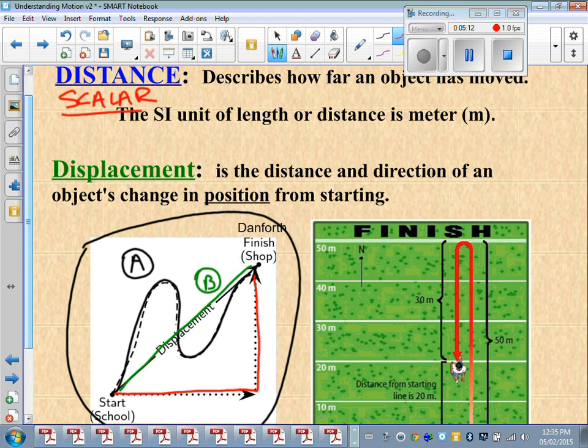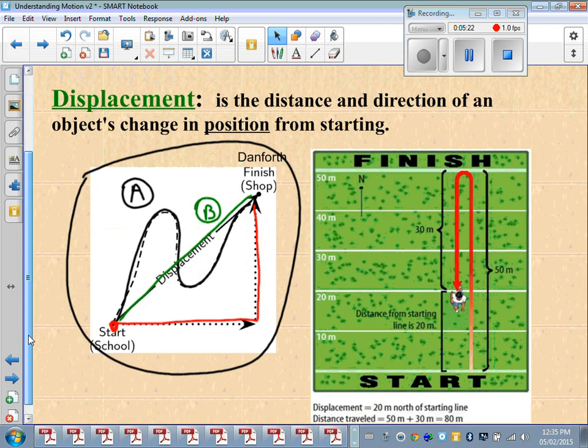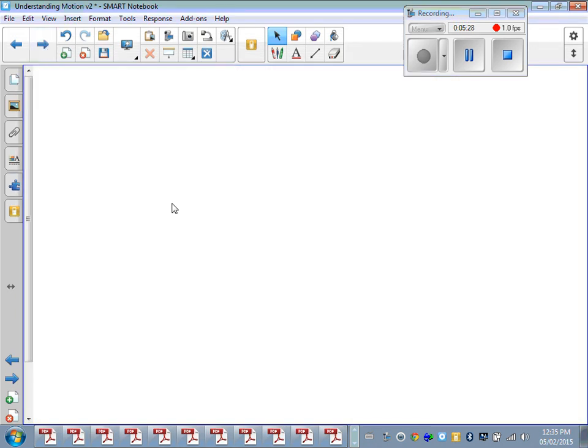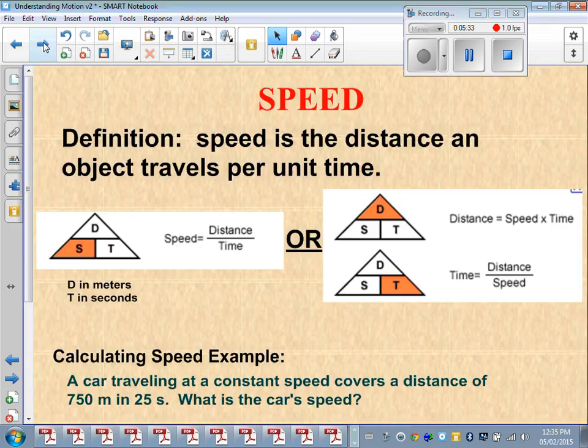So remember, displacement is the distance and direction from the starting position. So for both of them, they ended up in the same place. They have the same displacement, but a different distance. You'll also see the other schematic at the bottom, which you can look at on the side. So we talked about distance and displacement.